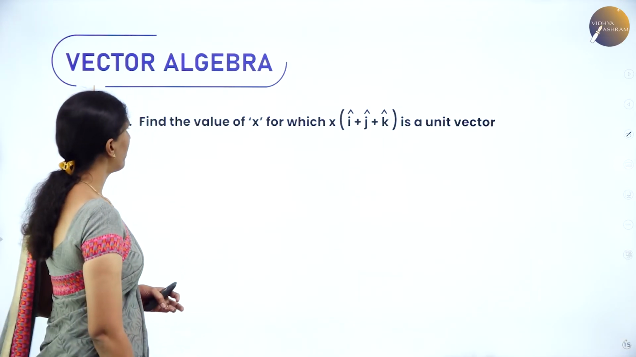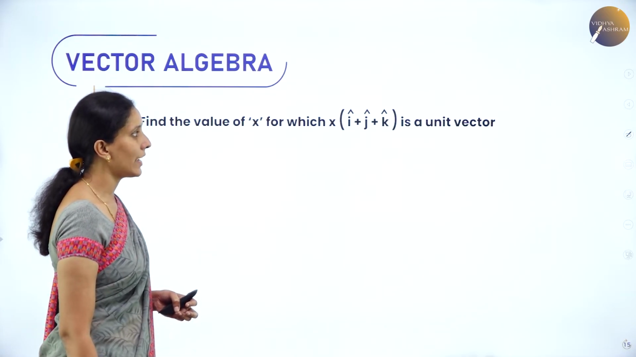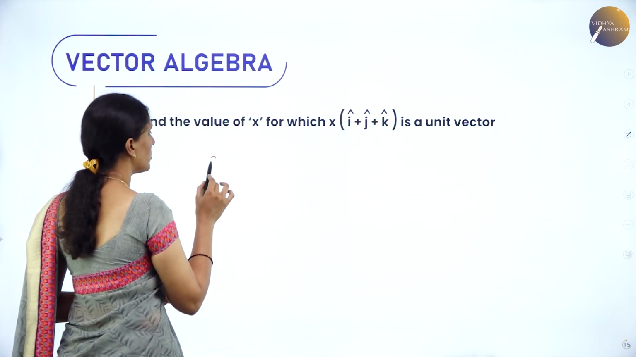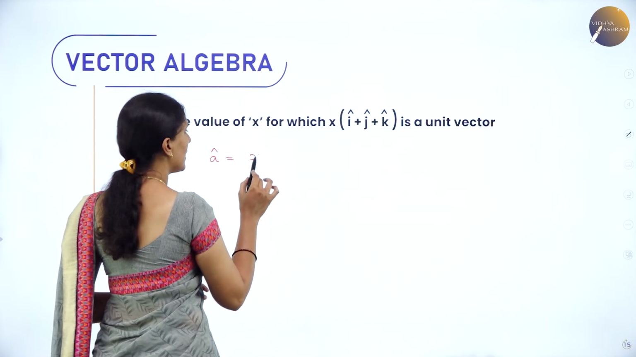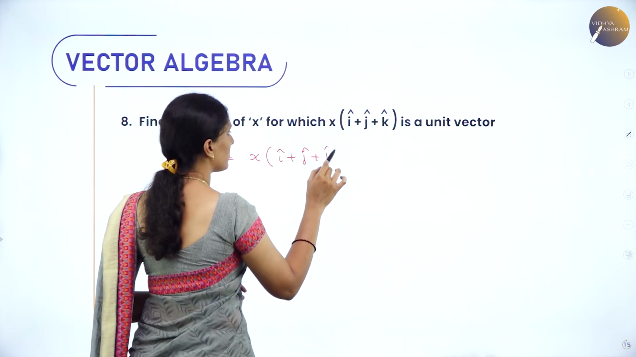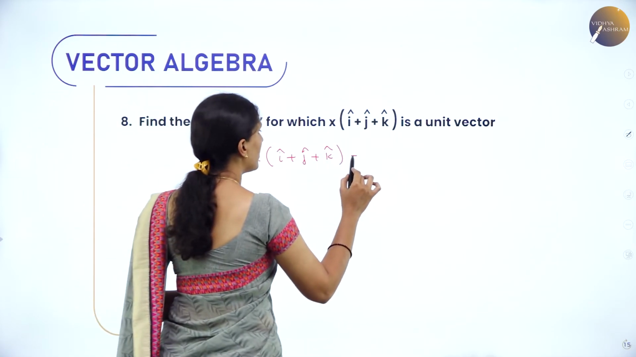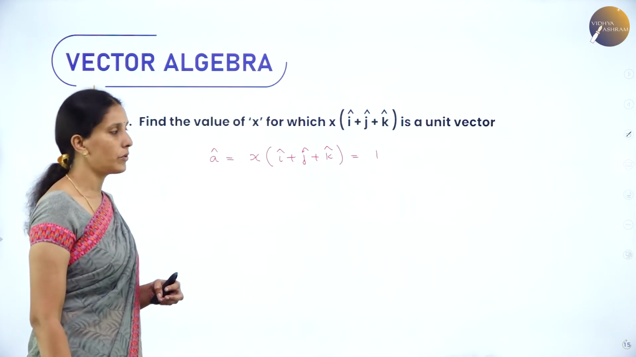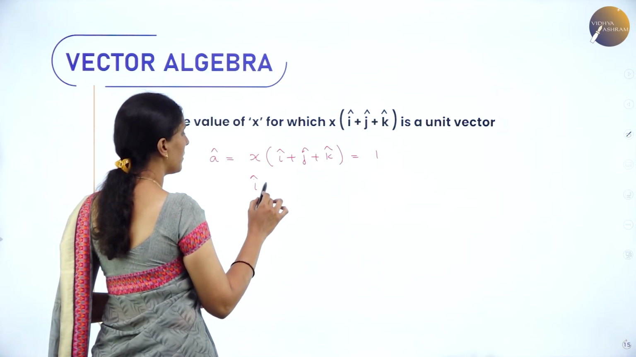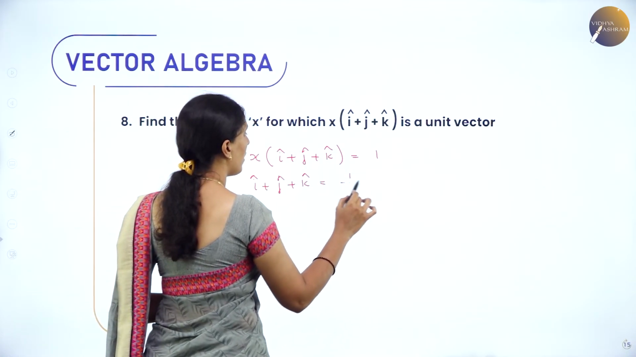Next question: find the value of x for which x(i + j + k) is a unit vector. Here this is a unit vector, which is a cap. Let me write a cap is equal to x times (i + j + k). If I take this as a unit vector, its magnitude is 1. So vector i + vector j + vector k is equal to 1 by x.